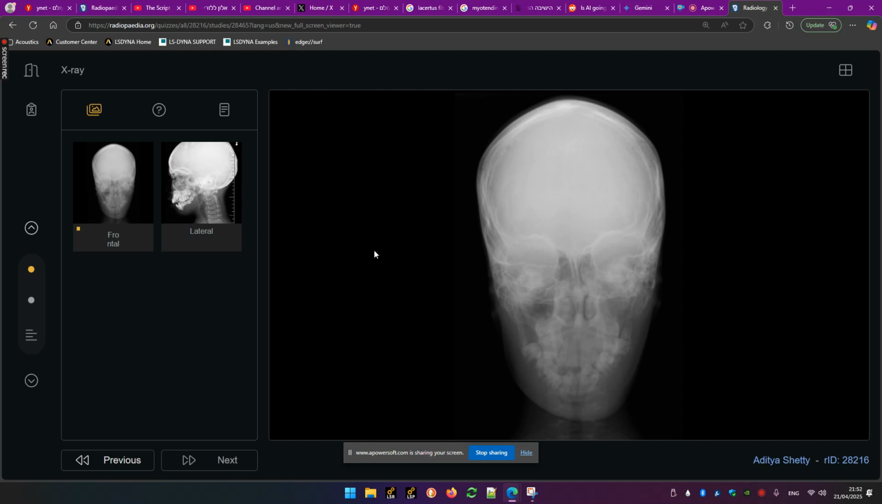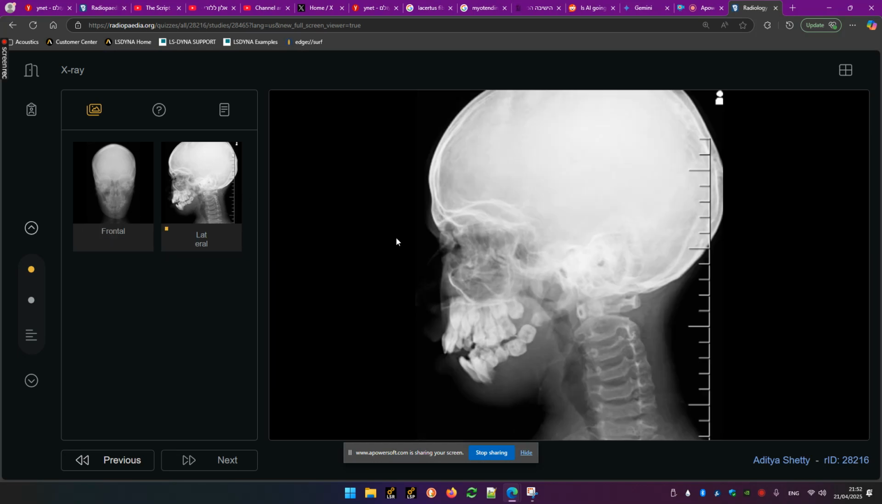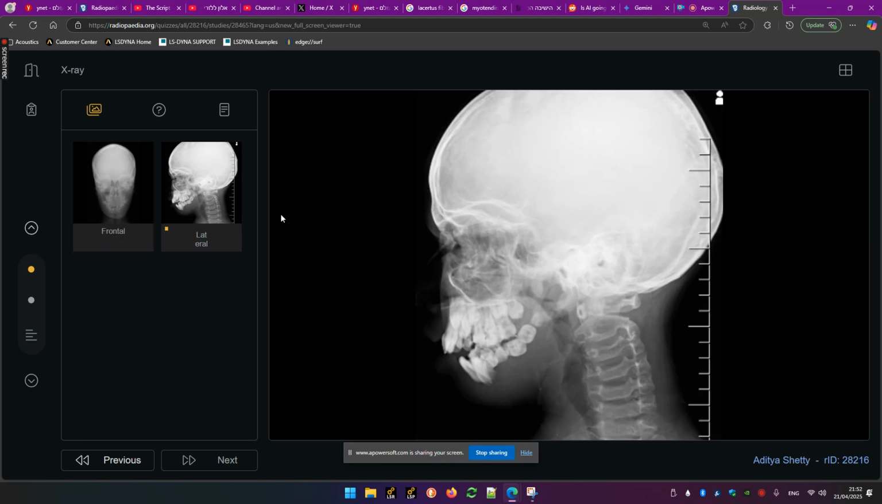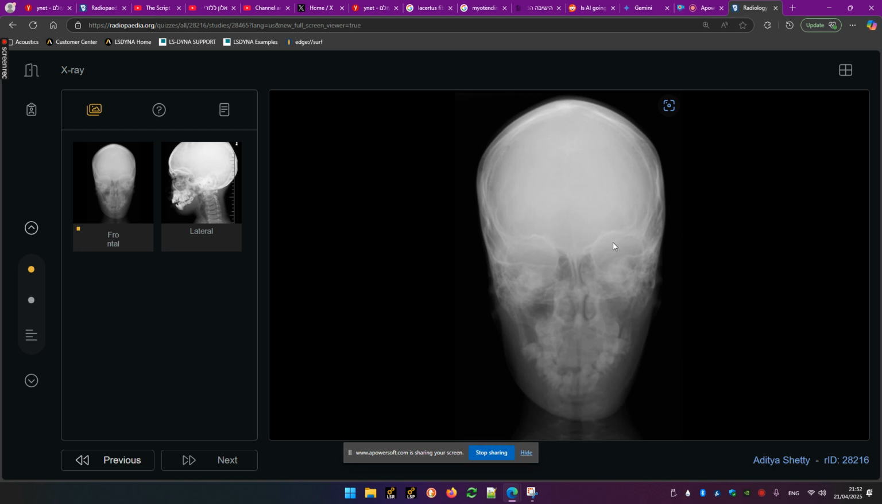So we are getting a frontal and lateral X-ray of the skull. Let's start from the frontal. You can see the sinuses, probably the maxillary. There are no lytic lesions of the skull. Maybe there is a little bit of deviated nasal septum, but I don't really care.